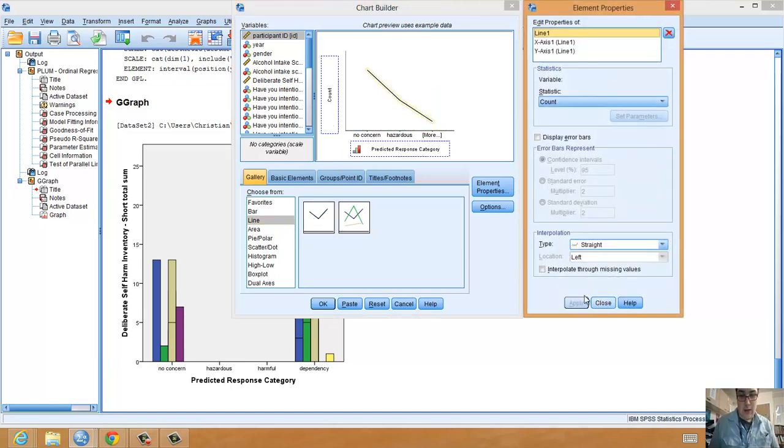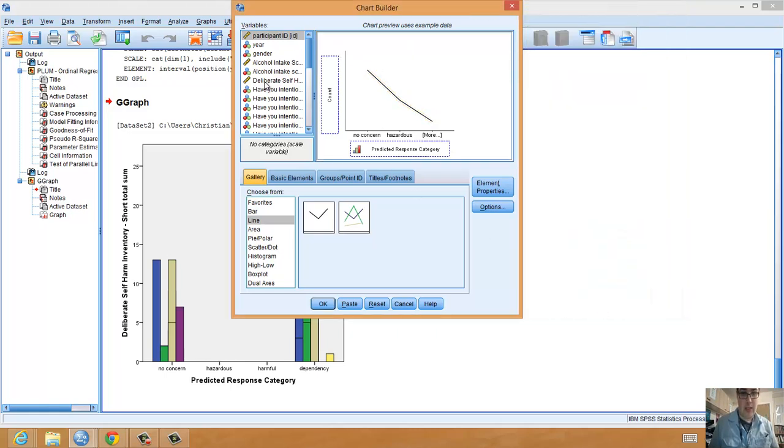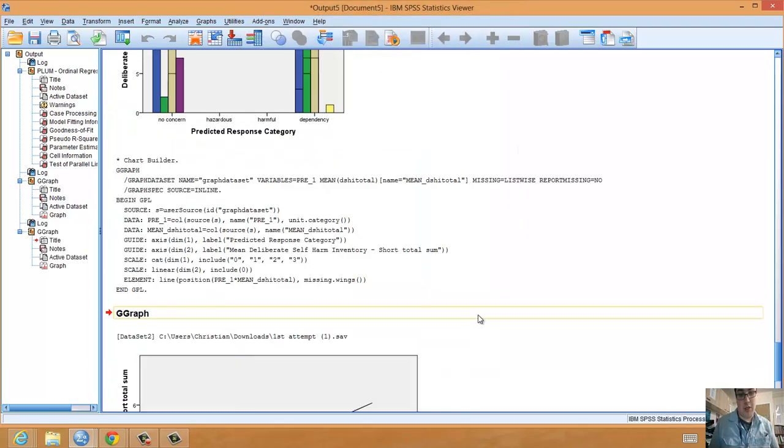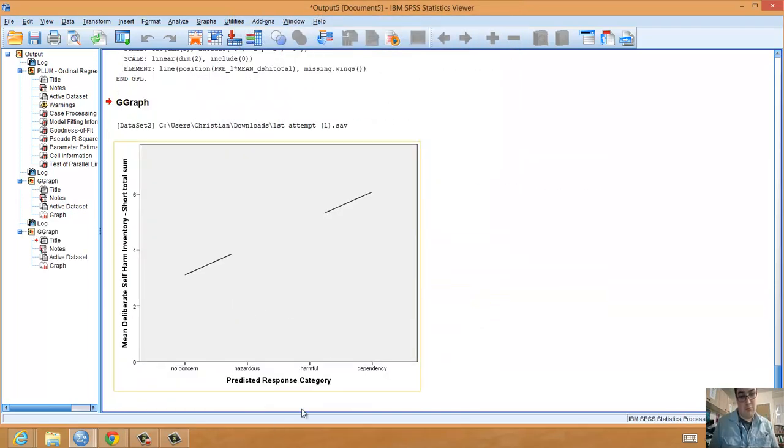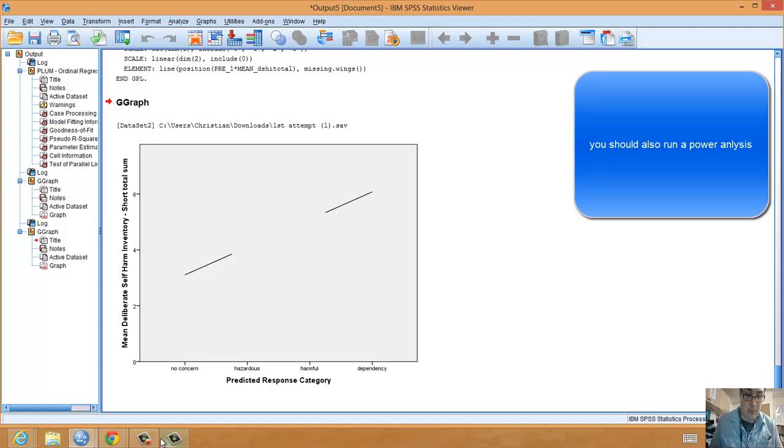Like so. So if we've got predicted categories and deliberate self-harm, you can see that you've actually got quite a trend there. Obviously you've still got the problems with that, but you've clearly got the no concern category being much higher for deliberate self-harm, which was your original hypothesis there. So this is something well worth investigating and well worth recoding your variables into a dichotomy. Okay, good luck.